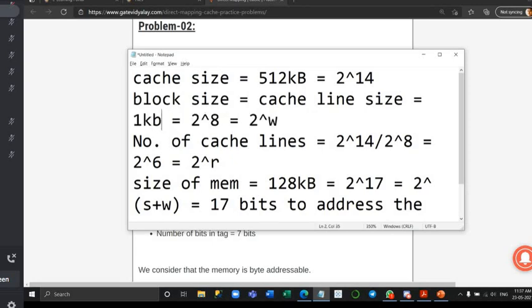So we have a block size of 1. I should have used Microsoft Excel for this. So we have a block size of 1 KB, right?